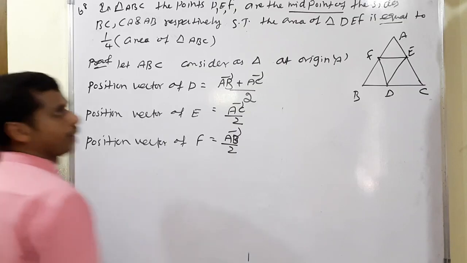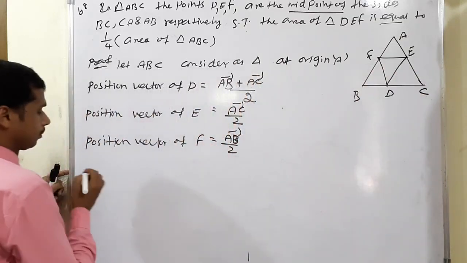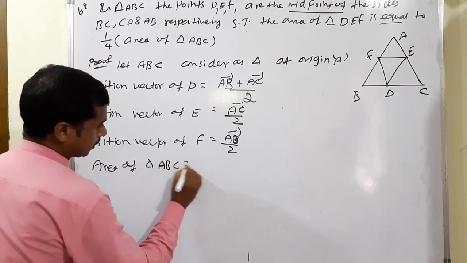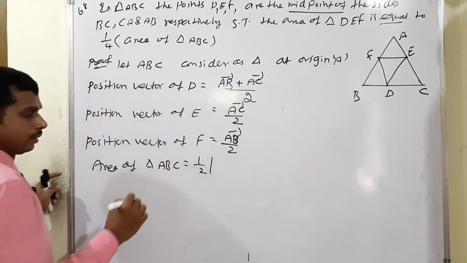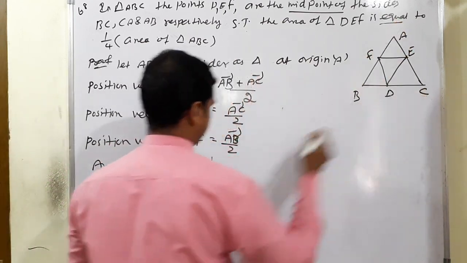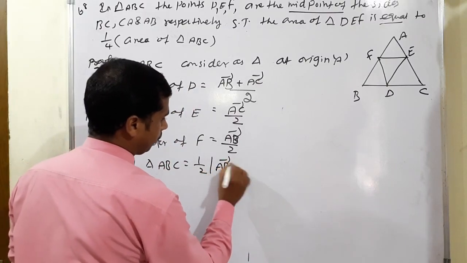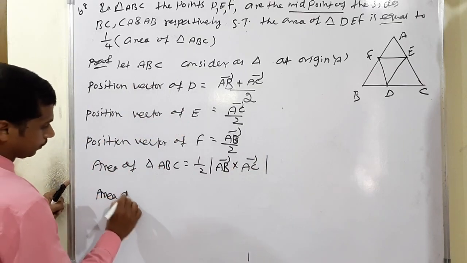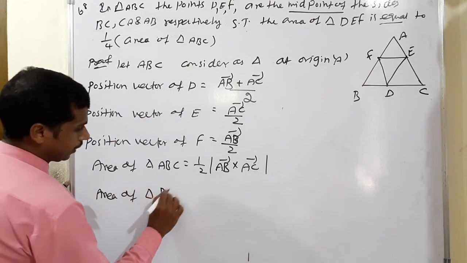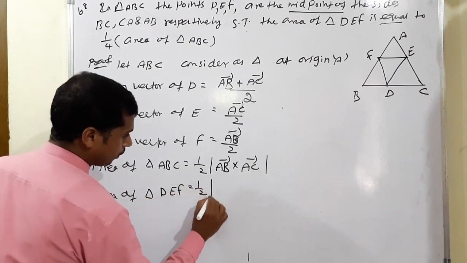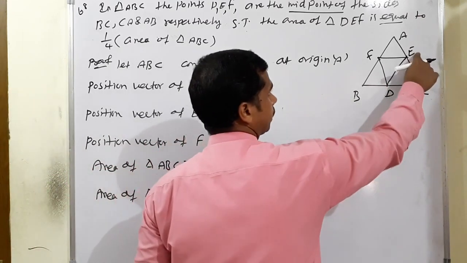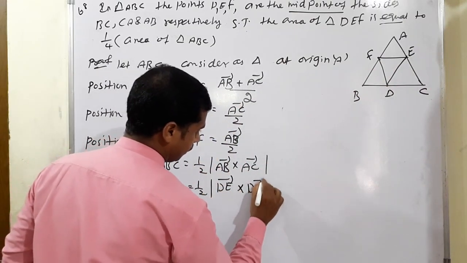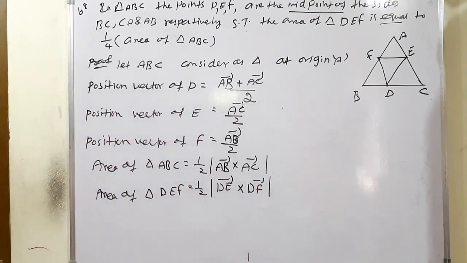Next one, area of the bigger triangle ABC. So area of triangle ABC is equal to half into base into height. Basic condition, but here we consider AB vector cross AC vector, isn't it? Next one, area of the small triangle DEF. Again half into, starting with the D, no? So DE vector cross DF vector. Okay, important condition.